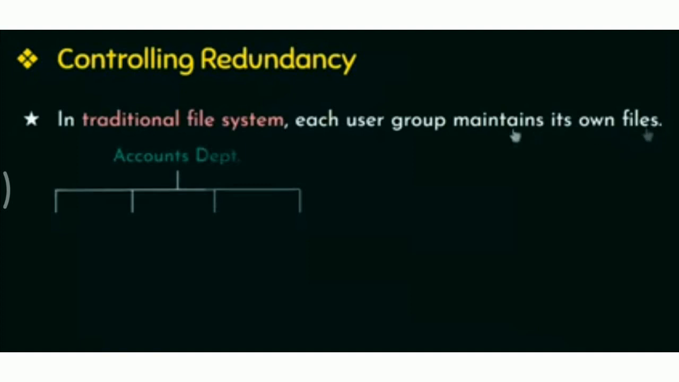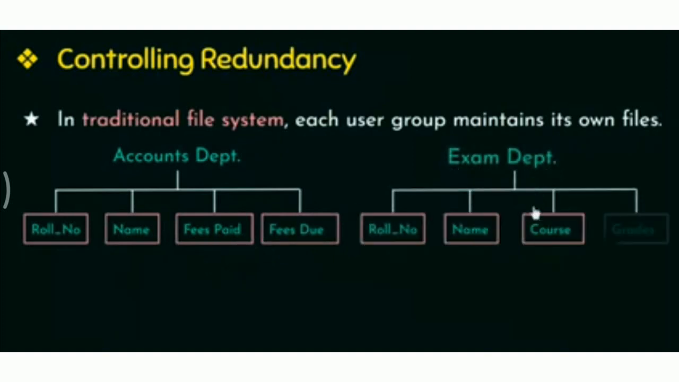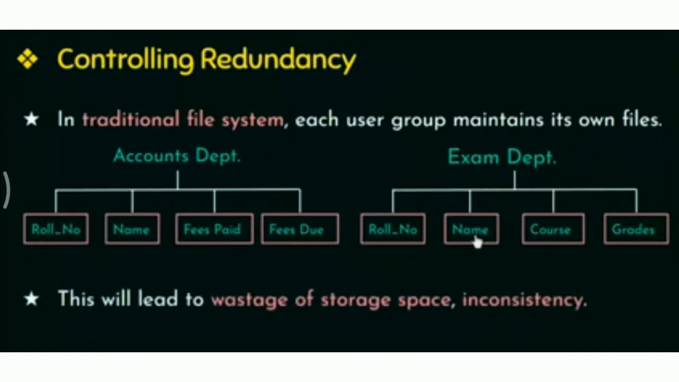In a traditional file system, each user group maintains its own files. One example given here: account department, roll number, name, fees paid, fees due; exam department, roll number, name, course, and grades. Yes, this is a traditional file system. So each user group maintains its own files. This will lead to wastage of storage space and inconsistency. Account department keeps different files, exam department also keeps different files. Here only two fields are different, course and grades.